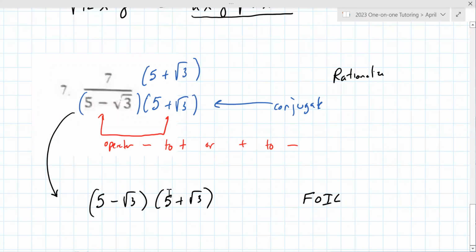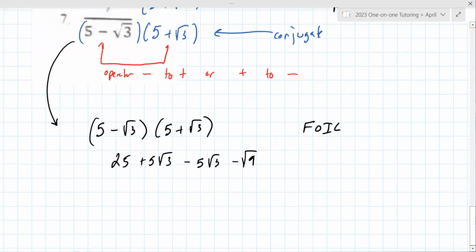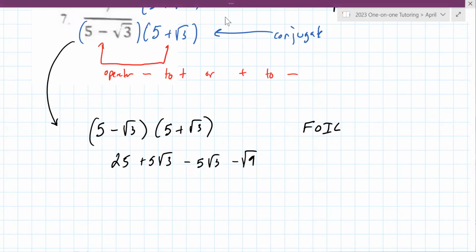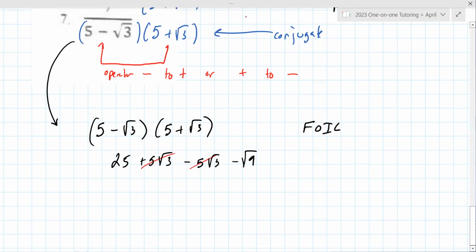5 times 5 is 25. Outer is 5 square root of 3. Inner is 5 square root of 3. The last is minus the square root of 9. Do you see any cancellations? Do you see anything that you can get rid of here? The 2 5 square root of 3s. They go away. What about the square root of 9? What does that become? 3. 25 minus 3. So this is 22. So the bottom, and this always happens, the bottom always becomes a nice number.